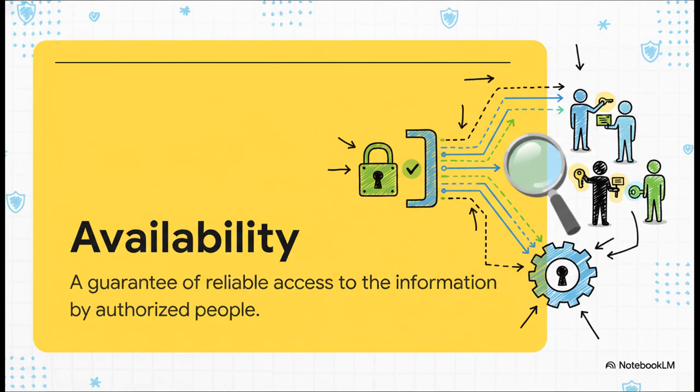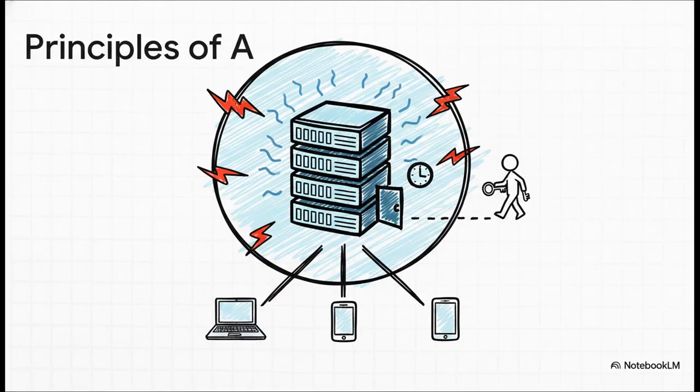So the formal definition here is a guarantee of reliable access for authorized people. And you really have to pay attention to those two words, reliable and authorized. The right people have to be able to get in whenever they need to. So to wrap this one up, the whole point of availability is simple: making absolutely sure the right people have access on time whenever they need it. This means keeping the systems up and running and protecting them from anything that could cause a disruption.